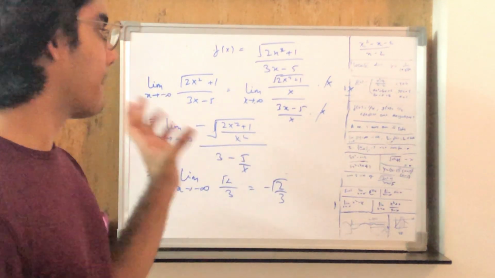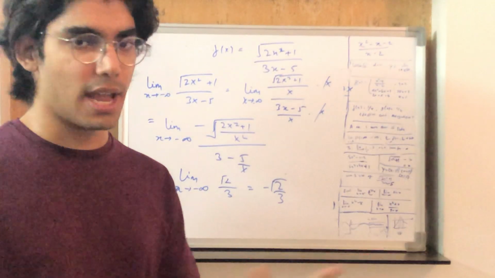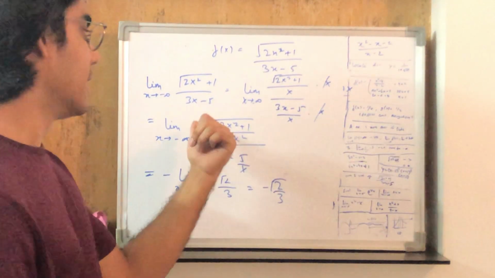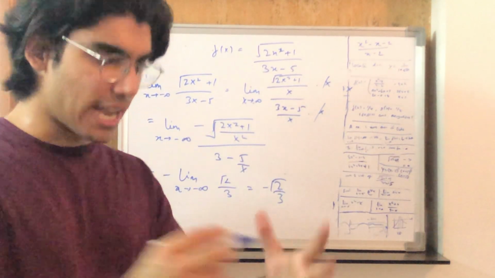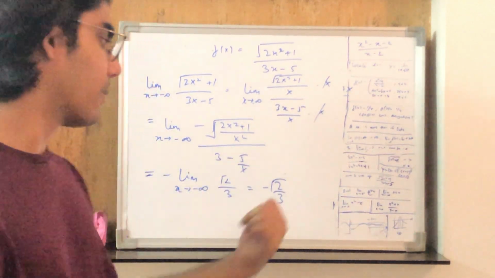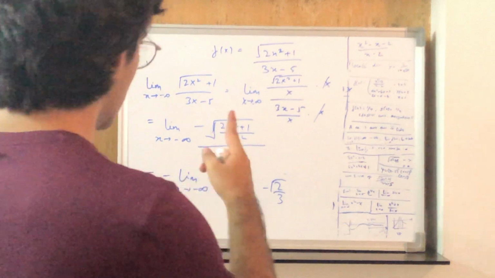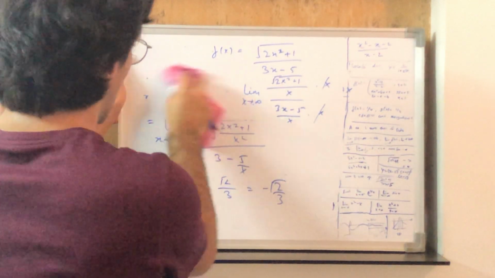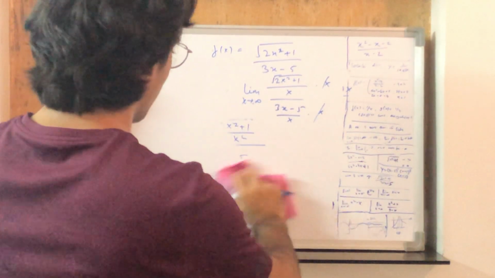And when you're putting the x inside a root sign, you need to take account of the negative sign, because x is approaching negative infinity, which means that x is going to be negative. Therefore, there are two horizontal asymptotes to this function, root 2 over 3 and negative root 2 over 3.